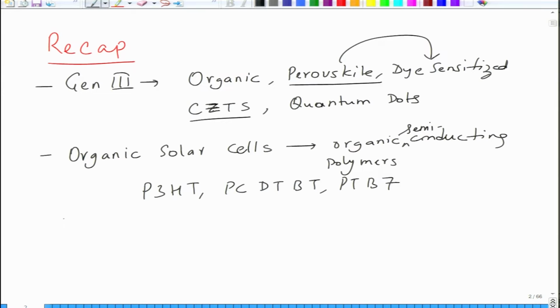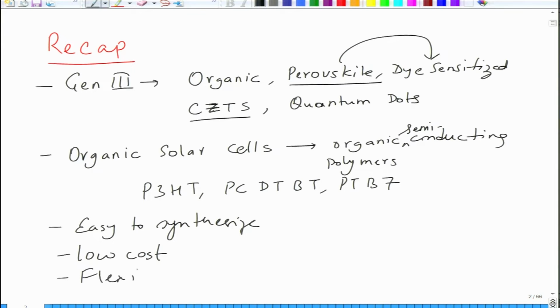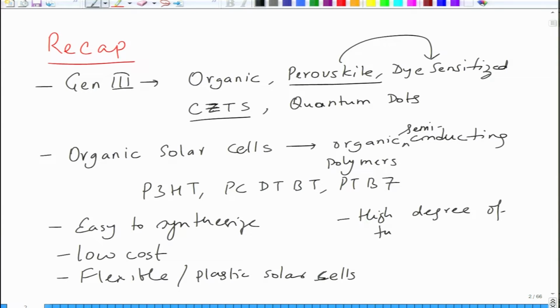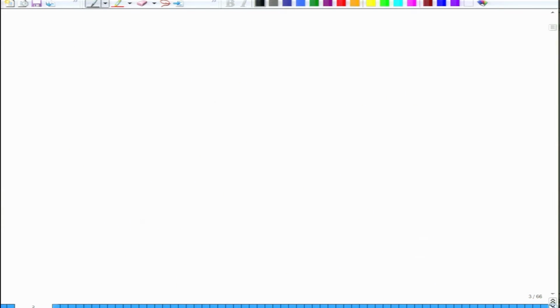Now, these plastic based solar cells have certain advantages. They are easy to synthesize, and in principle they can be low cost, and they can also make flexible plastic solar cells which could be useful for certain applications. Another advantage of these is that they have high degree of tunability, because they are synthesized in lab through chemical routes. So, this high degree of tunability allows tuning of properties such as band gap. So, these are certain advantages, and we were also talking about certain disadvantages.